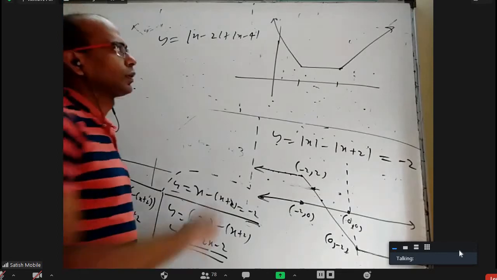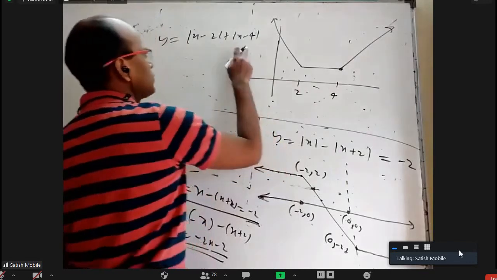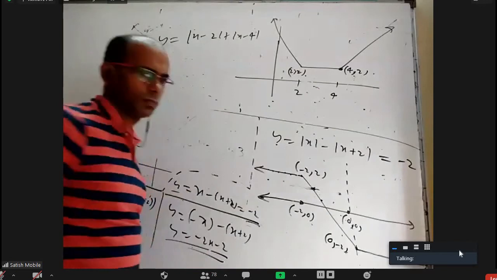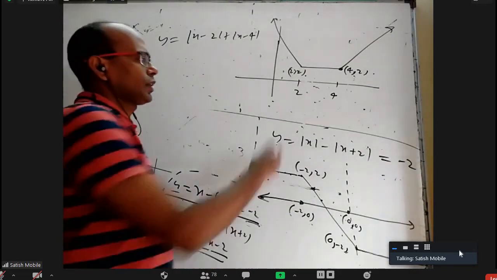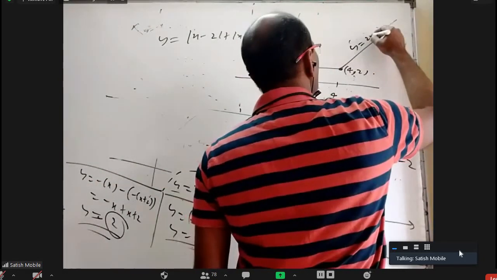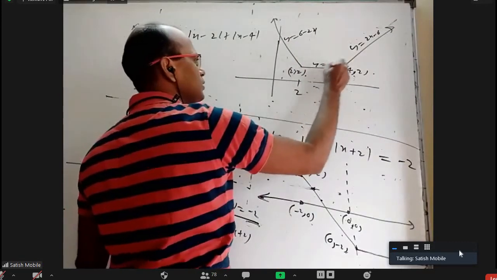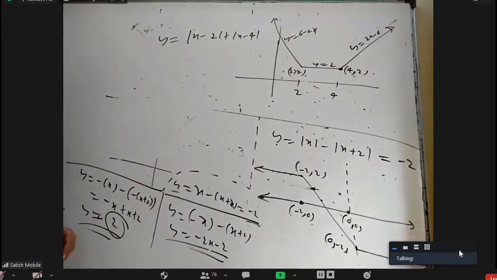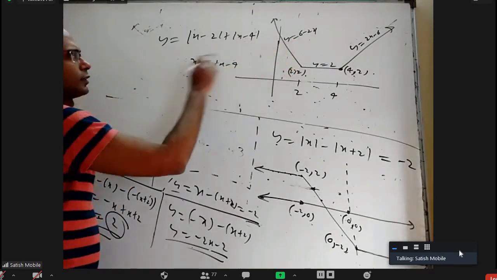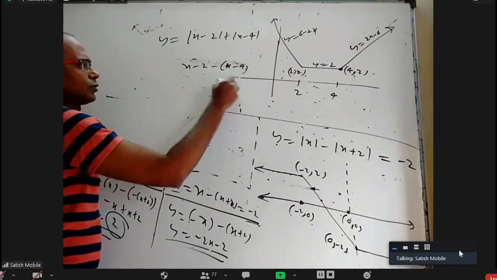Okay. Like this. This point is 2, this is 4. When you put 4, it will be 4 comma 2. This point will be 2 comma 2. When you take more than 4, this is positive, this is positive. Actually, this line will come y equal to 2x minus 6. This will come y equal to 6 minus 2x. This line is y equal to 2. When you write both positive, you will get x minus 2 plus x minus 4. That is that. When this is positive, this is negative, you will get x minus 2 minus x minus 4. That will give you 2. That is this.